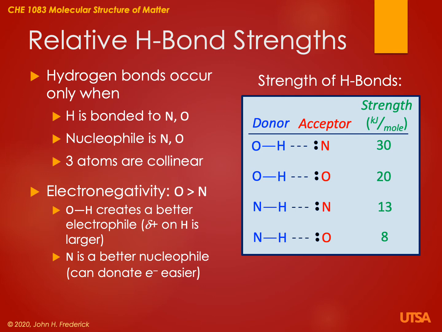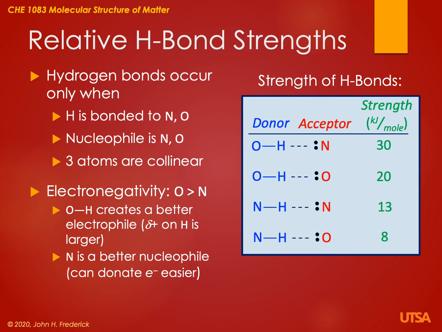All right, what I'm showing here is the donor side, which is the side that provides the hydrogen as part of this hydrogen bond. And the acceptor side is the nucleophile that the hydrogen interacts with to create the hydrogen bond. So the best possible combination is when hydrogen is covalently bonded to oxygen, which draws its electrons away, so it becomes a better donor for the hydrogen bond. And the nucleophile is nitrogen. In that case, the strength of this hydrogen bond is about 30 kilojoules per mole. The next best one is where oxygen is the nucleophile for the same donor hydrogen, and that strength is about 20 kilojoules per mole.